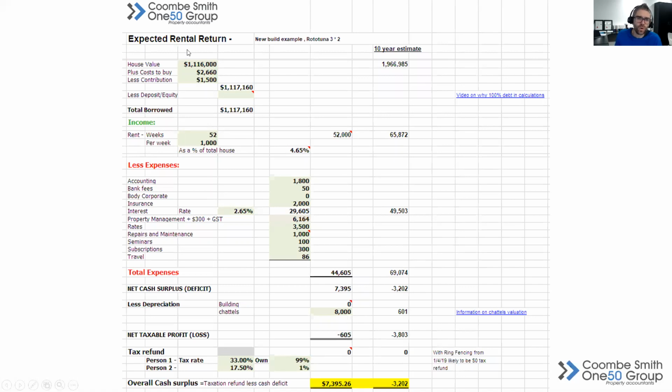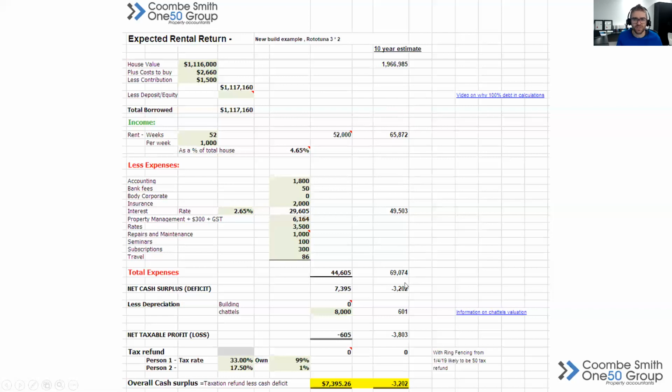So I look at what will happen at your property value if it does go up to 6.3%. So it'll go from 1.1 up to 2 million. Your rent, if it goes up 3% a year, will go from 52 up to 66,000. All your expenses will go up over time, and your interest, if it goes up to 5%, will go from 30,000 up to almost 50,000. So a huge change there. So what happens overall is your total expenses go from 44 to 69. You go from a profit of 7,000 actually into a loss of 3,202.